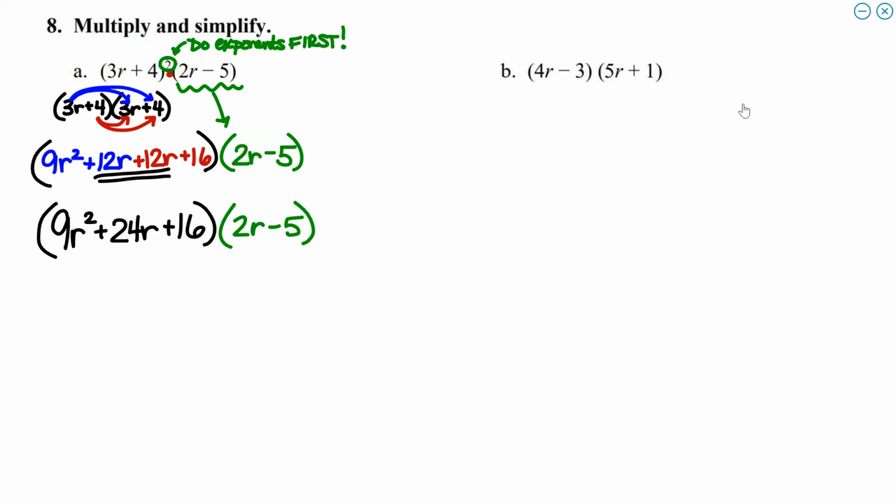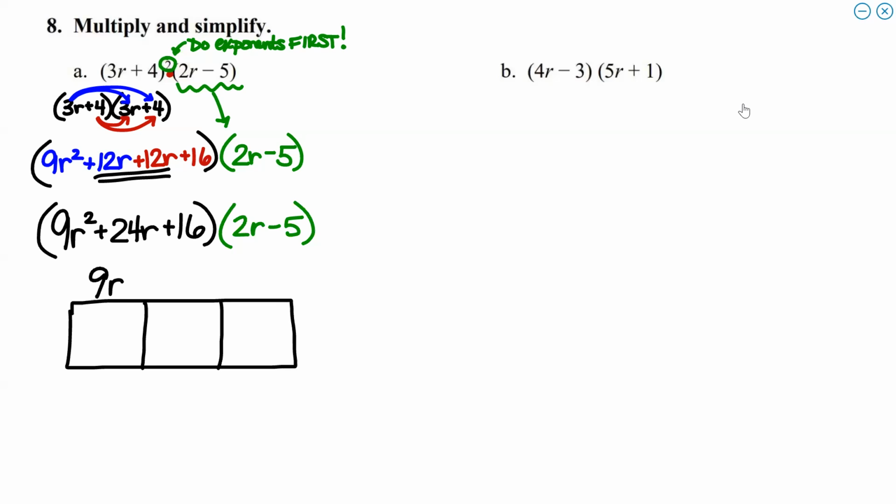So if you're going to use an array or an area model, since one side is a trinomial, I would take one side of my area model and split it into 3 pieces. And I'm going to put one term above each piece here. And then how many terms do I have in my other polynomial? 2. So I'd split it into 2 parts the other way. So 2r and -5. I think I'm going to write that in green so that it matches.